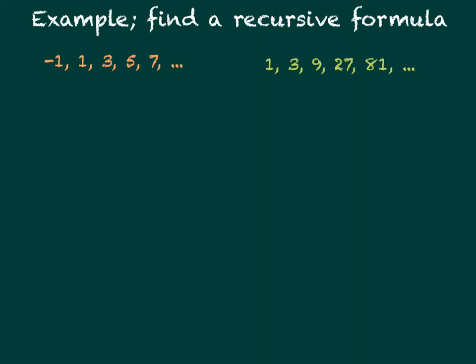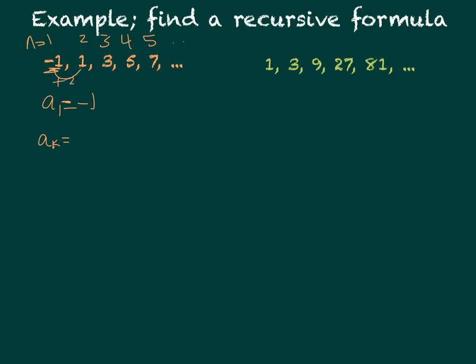So for this first one, my a sub 1 term is equal to negative 1. And I can say that because my first term right here is negative 1. Remember, these are my n's. So n equals 1, 2, 3, 4, and so on. And now I want to come up with an a sub k term, just like before. And I can use the previous number. So what do I do to this negative 1 to get 1? Well, if I add 2, I get 1.